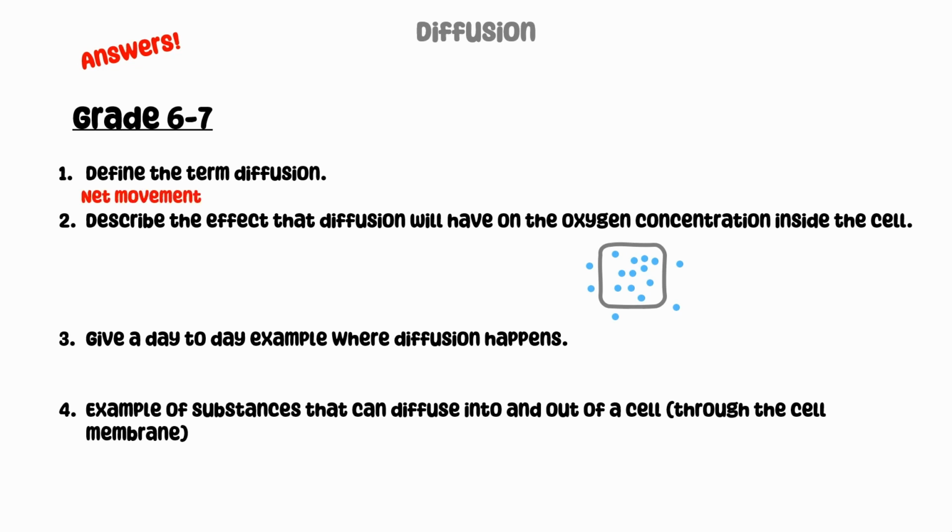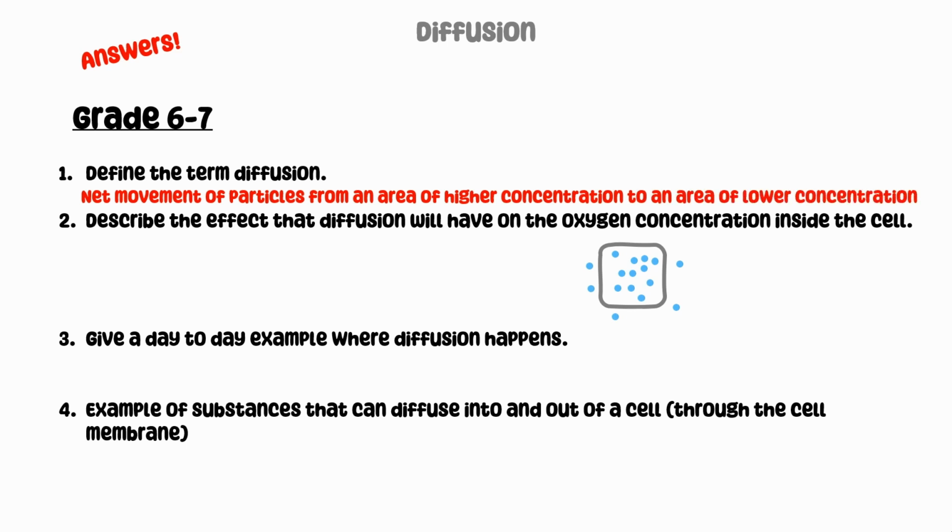Define the term diffusion. Net movement of particles from an area of higher concentration to an area of lower concentration. Describe the effect that diffusion will have on the oxygen concentration inside the cell. Diffusion will cause the oxygen concentration inside the cell to decrease.